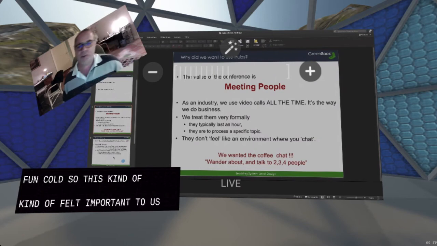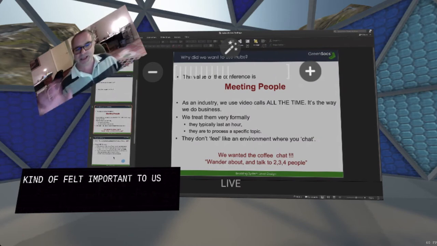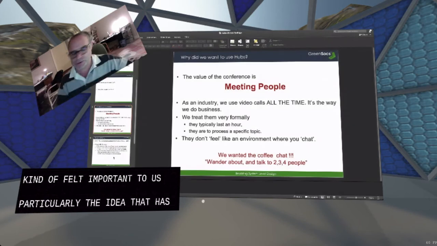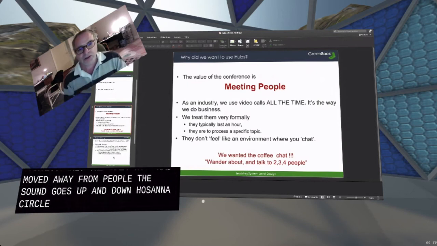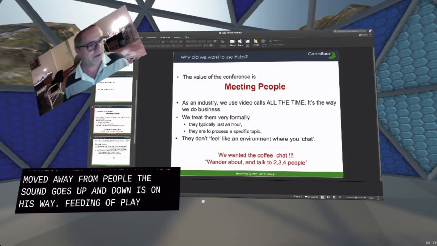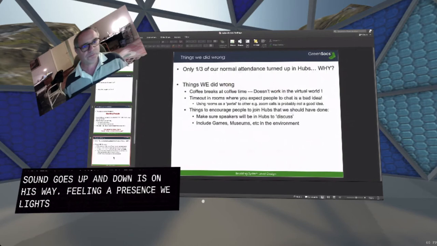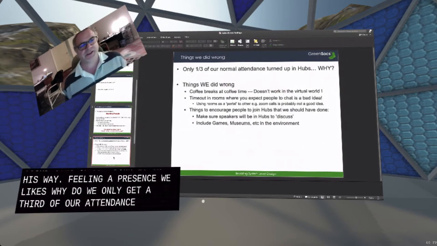And that's why we really liked Hubs, particularly the idea that as you move towards and away from people, the sound goes up and down and so on and so forth. That whole feeling of presence we liked. So why did we only get a third of our attendance turning up to this thing?